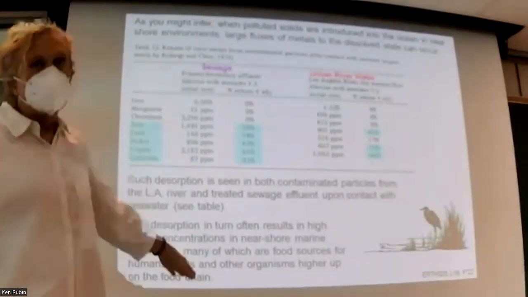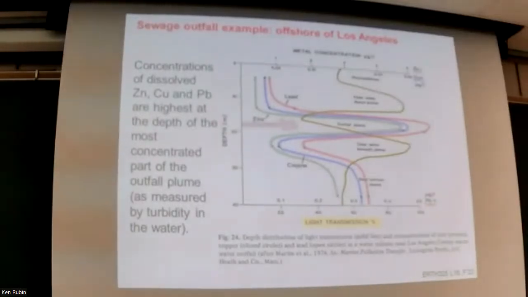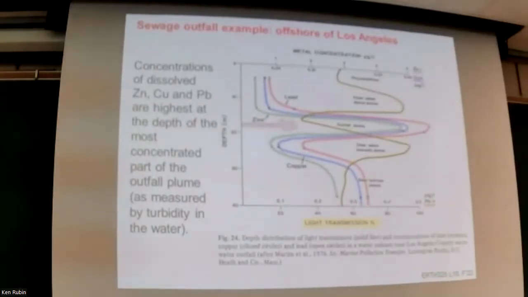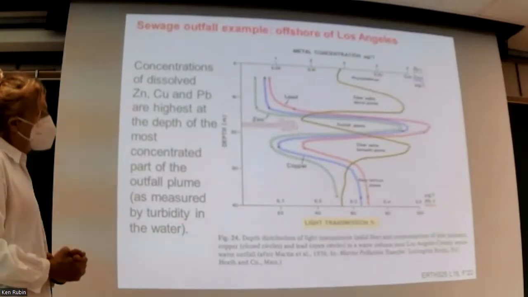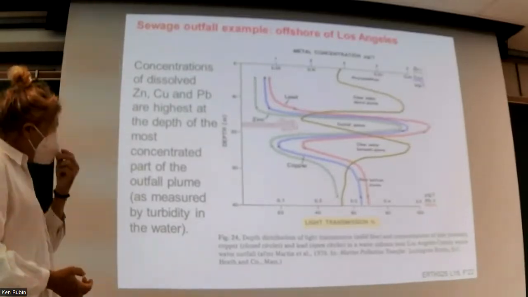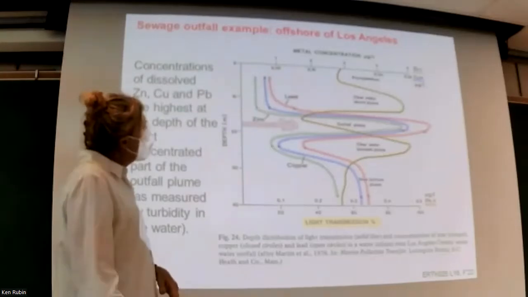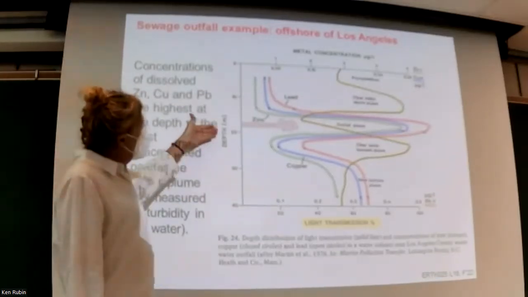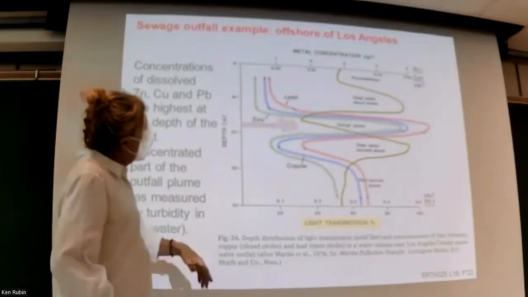Okay, and so this is an example, for instance, of what you see in the Santa Monica Basin, which is off of Los Angeles Harbor and Los Angeles. This is depth in the waters of 40 meters, so it's not that deep, but it's not that shallow either. And the depth of their sewage outfall is a little bit less than 20 meters deep.